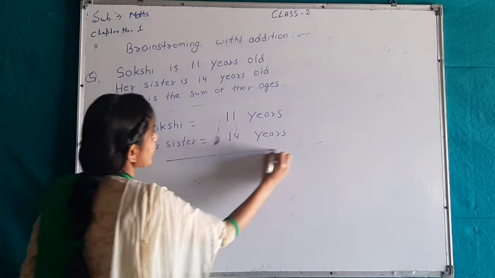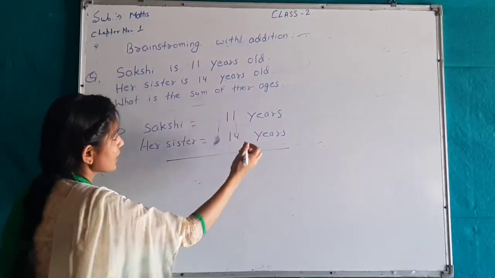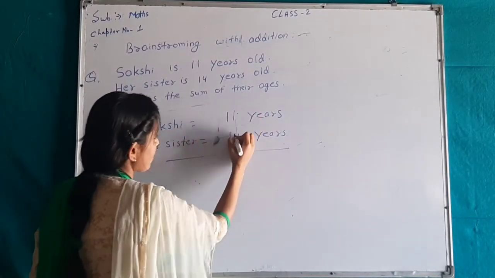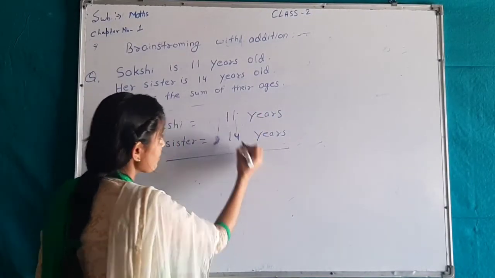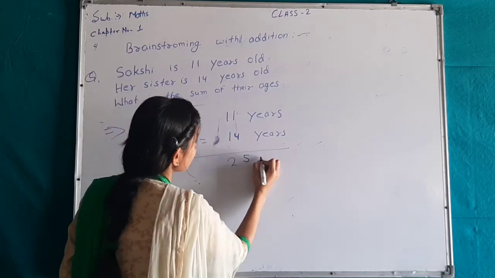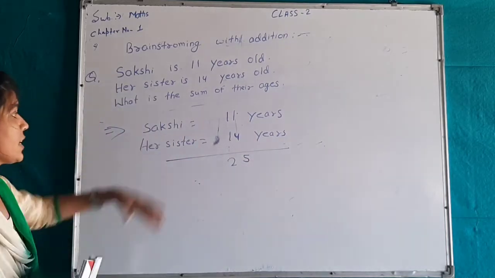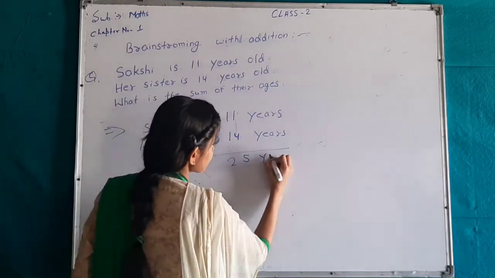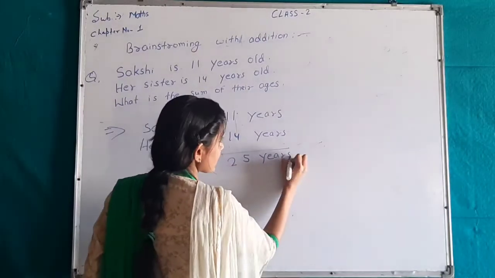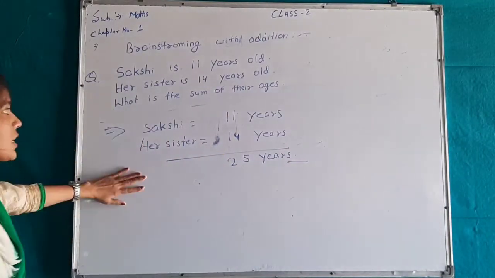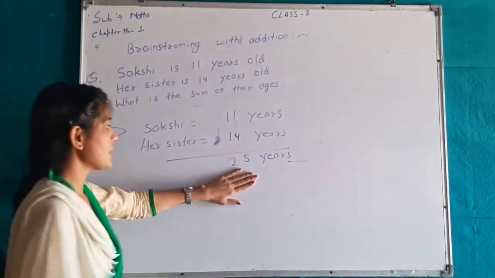We have to add it and then we get the sum of their ages. 1 plus 4 equal to 5. 1 plus 1 equal to 2. The sum of their ages is equal to 25 years. Here is our answer. The sum of their ages is 25 years.